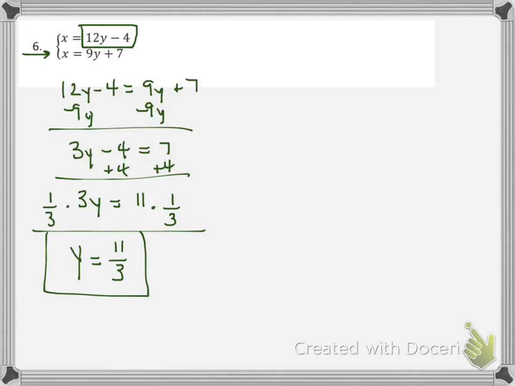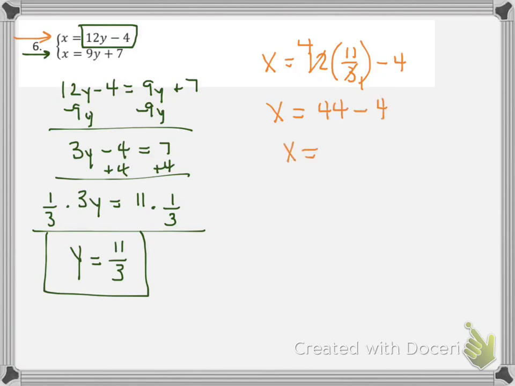Then I just use either equation. Doesn't matter which one. I'll use the first one again. Every time I see a y, I'm going to put in 11 thirds. So I get x equals 12 times y, which we know is 11 thirds, and then minus 4. And then simplify. Well, I know that 3 goes into 3 once, and 3 goes into 12 4 times. So this is 4 times 11, 44, minus 4. So x equals 40.